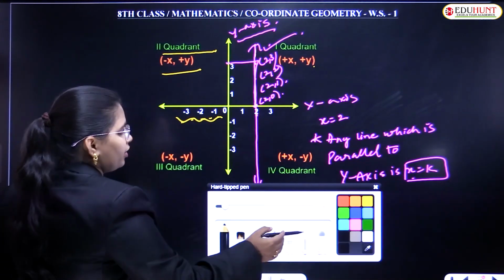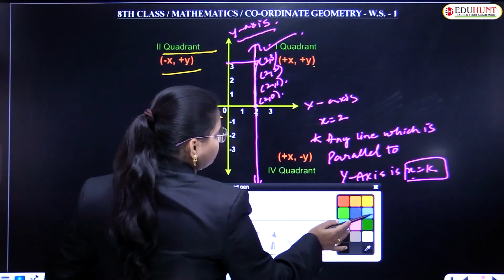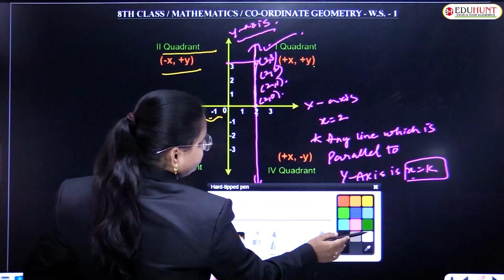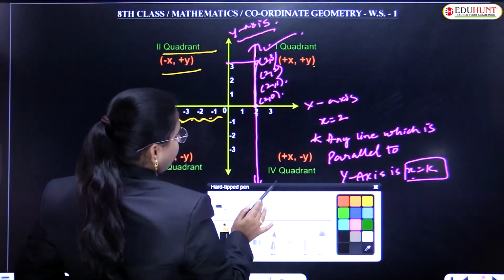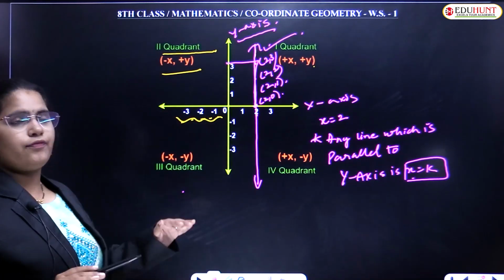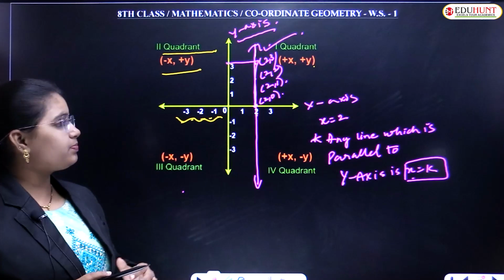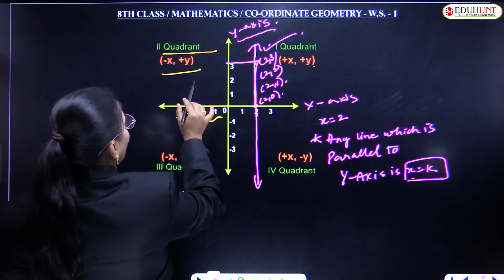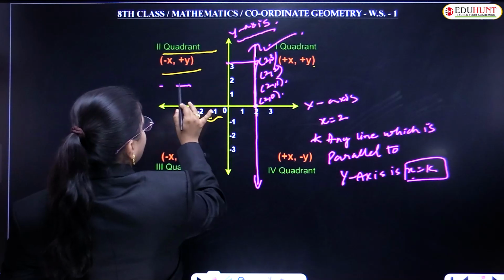Similarly, now if I will take the line which is parallel to, I'll represent with another color, just a minute. If I take a line which is parallel to the x-axis now, let me take some point here which is parallel to the x-axis.